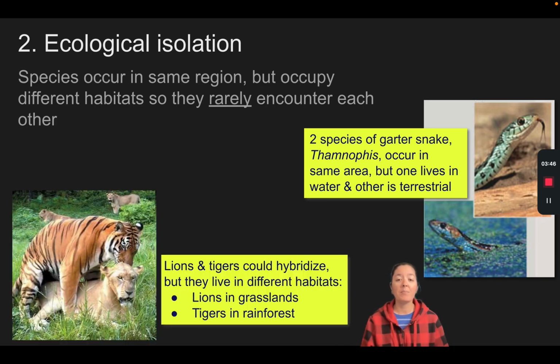Lions and tigers can mate with each other and produce viable offspring, but in nature, they live in very different habitats. Lions live in grasslands in Africa, and tigers live in rainforests or jungly areas, often in India or any of those sort of jungly habitats. And due to this difference in habitats, they don't come across each other and therefore do not interbreed. The ecological portion of where they live prevents these different organisms from breeding with each other.